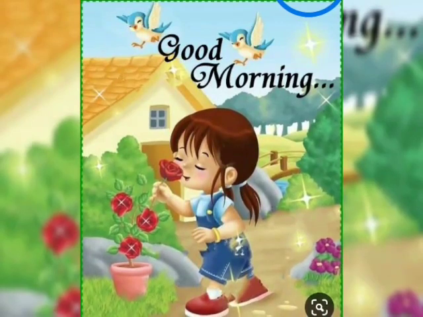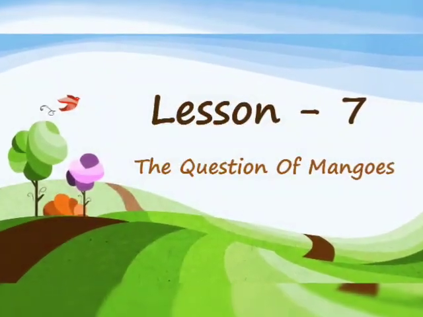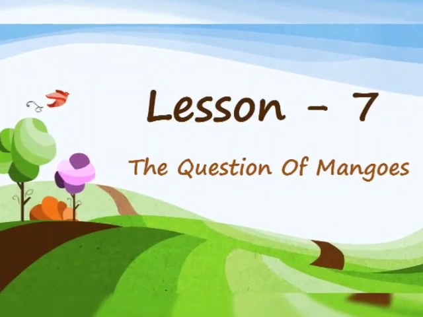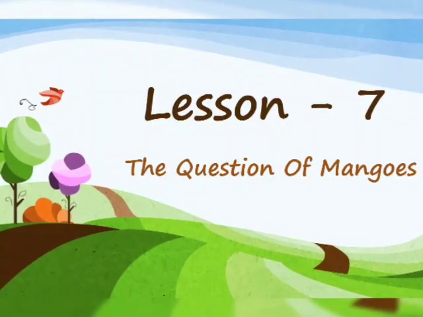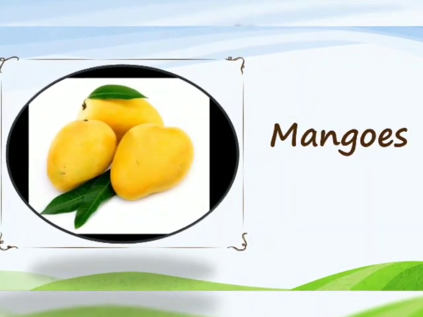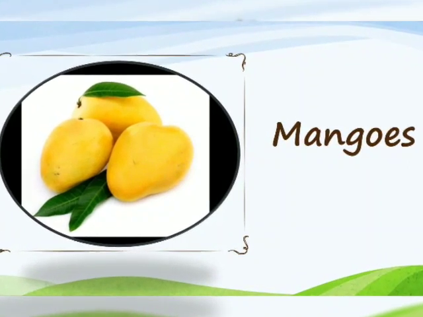I am Sushma and today I am going to tell you a very interesting story from your Sunflower book, that is Lesson 7, The Question of Mangoes. Yes, this is a story related to a delicious summer fruit, that is mango. Can you see mangoes in the picture?